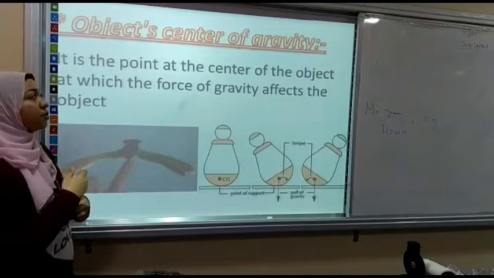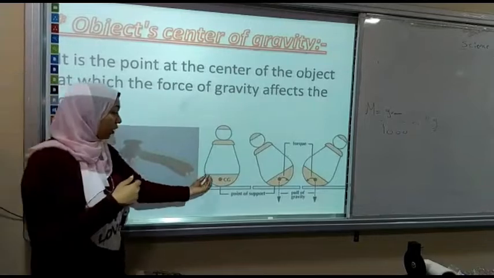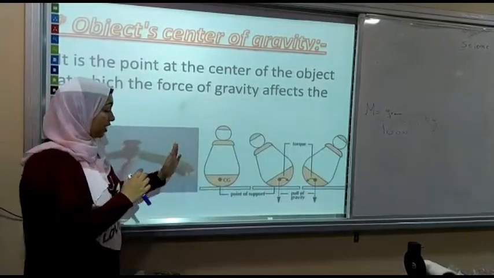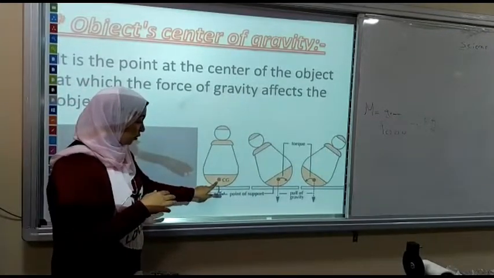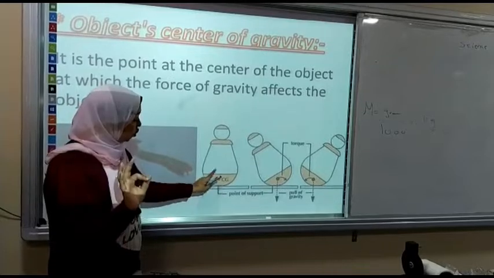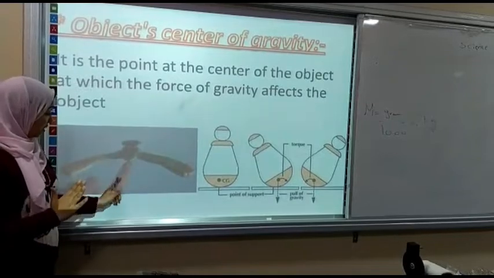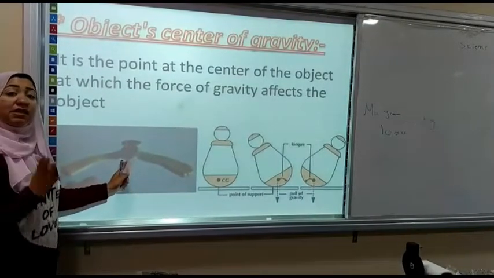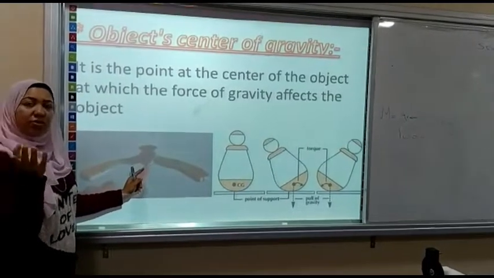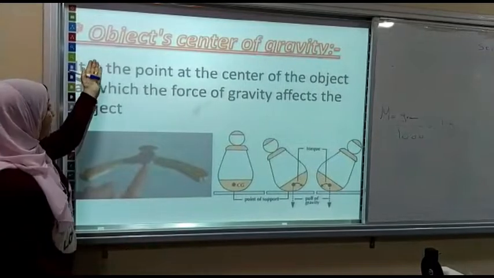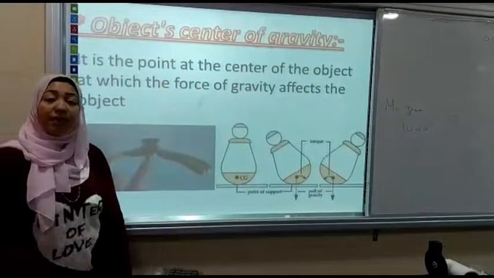The last one is the object's center of gravity. The object's center of gravity means the point where the center of the object is affected by the gravitational force. Here we have this point. This pole is affected by this center of gravity, where the object will stand accurately, like this one. Here the boy tried to balance the gravitational force of this bird, so he holds it from the center to hold it very well. So simply, the object's center of gravity is the point at the center of the object at which the force acts.